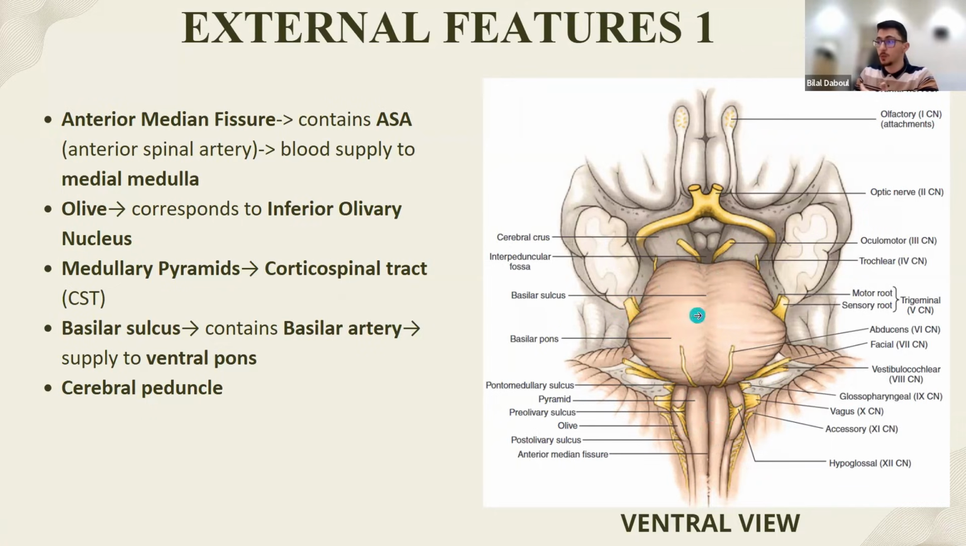When you come to the pons, which is again the bridge that connects the two cerebellar hemispheres, you have a central midline groove, which is referred to as the basilar sulcus. The basilar sulcus contains the basilar artery. And the basilar artery provides blood supply to the ventral pons especially. So the ventral pons, meaning the anterior-most portion of the pons, is supplied through the basilar artery.